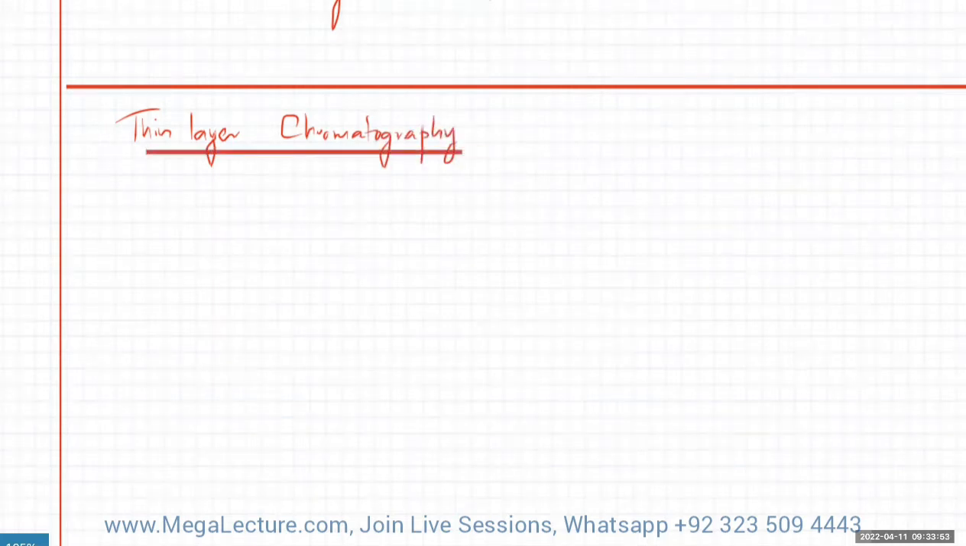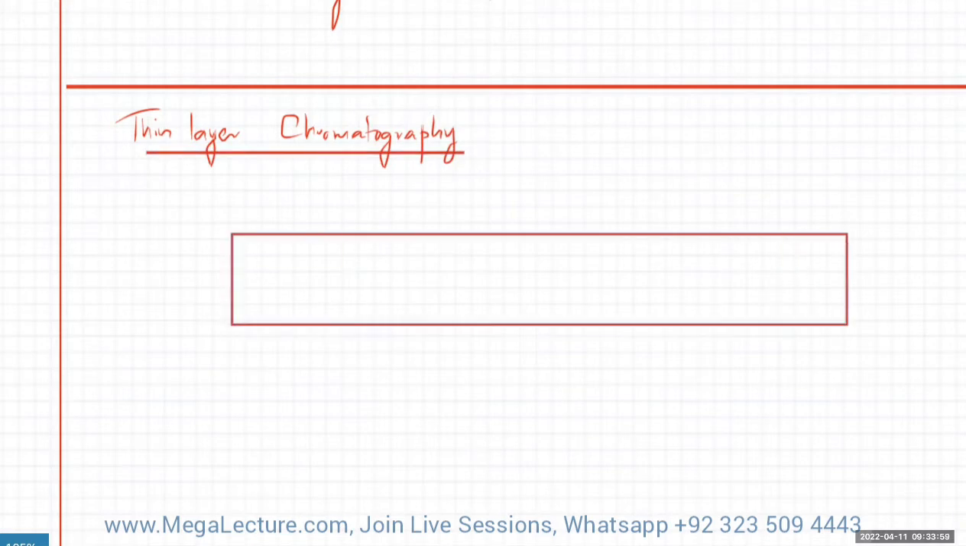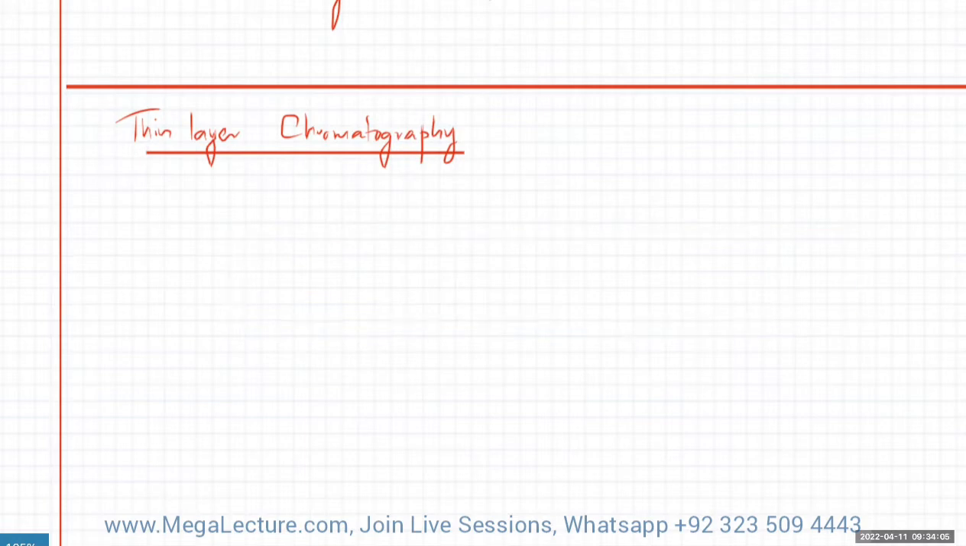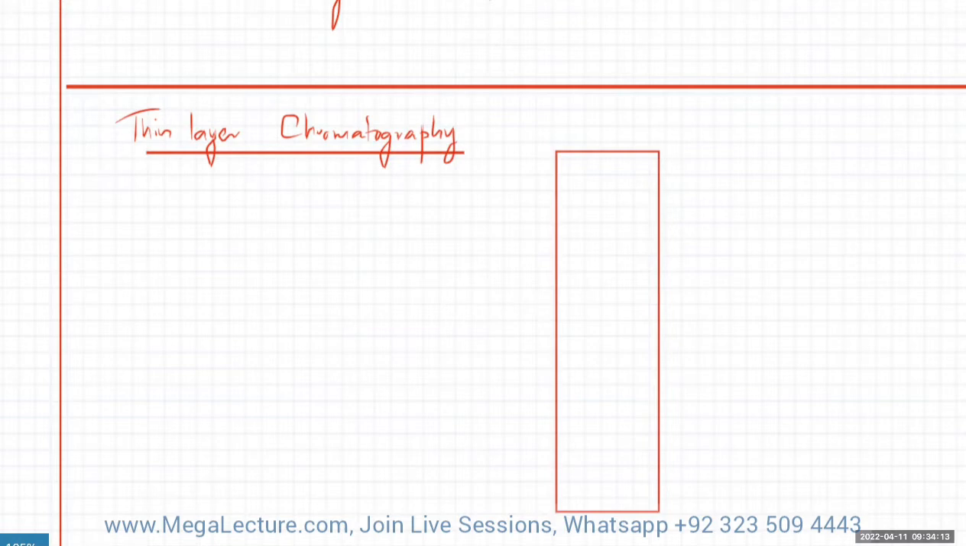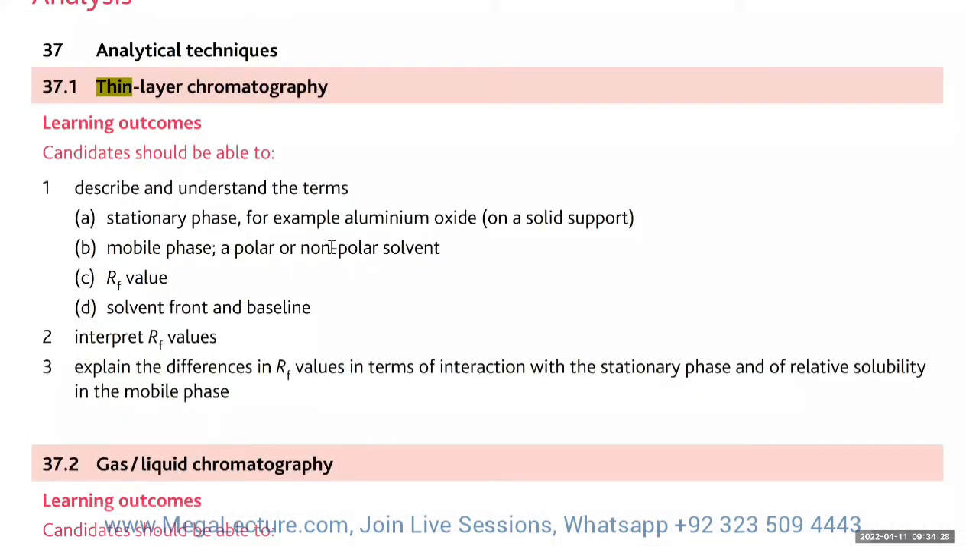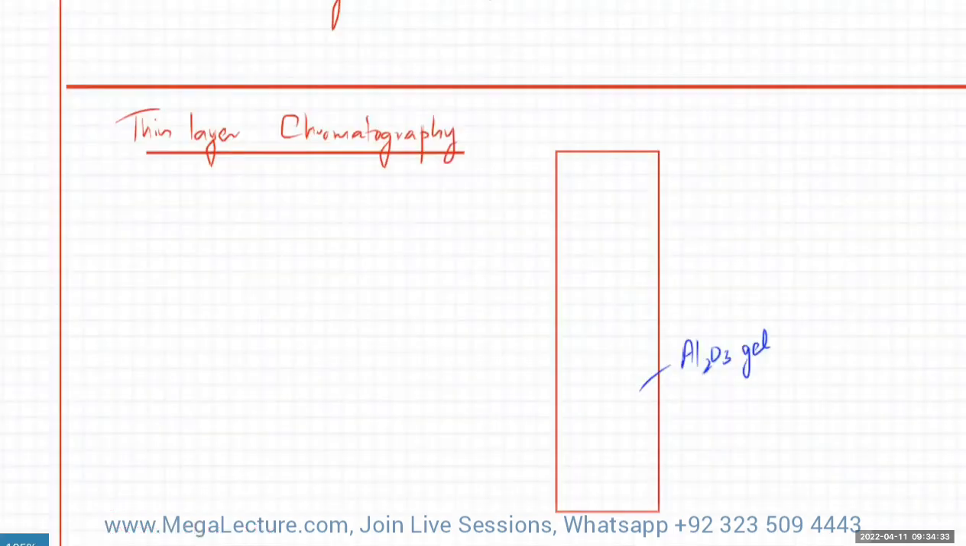In thin layer chromatography, you'll have usually a metallic plate, let me draw it vertically. And on top of it there's aluminium oxide, usually in the form of a gel that's coated on a solid support. That's your stationary phase, that doesn't move.